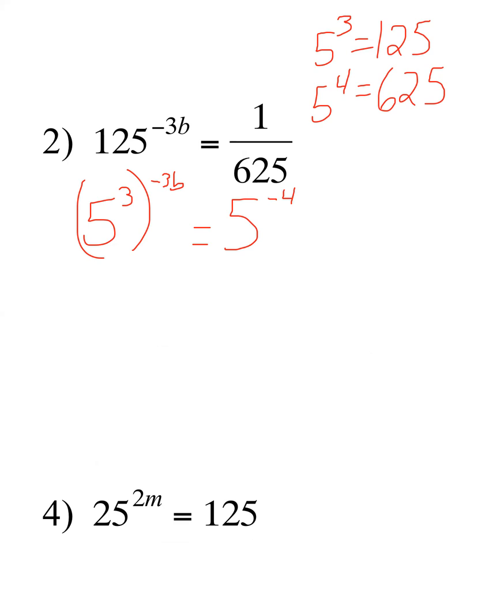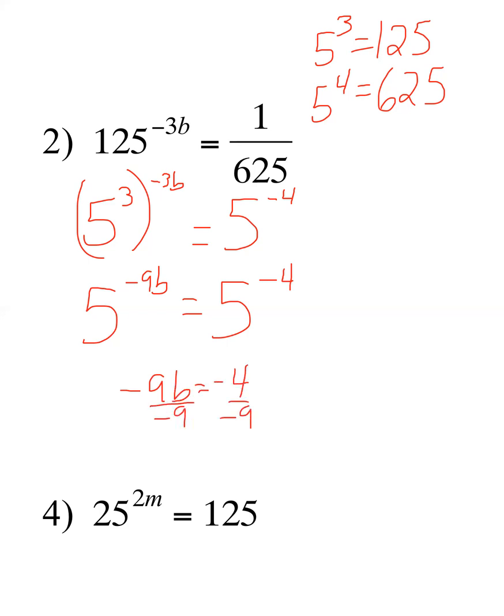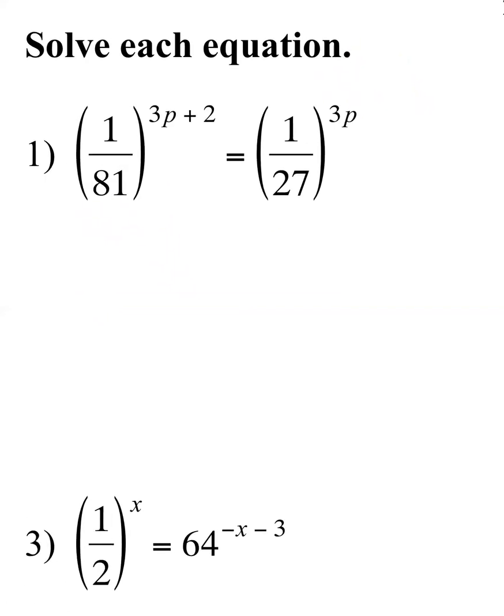Oh, okay, I'm getting the hang of these. This is not so bad. So on the left, that's 5 to the -9b. On the right, that just stays 5 to the -4. Let's set those exponents equal to each other. -9b equals -4. Divide by a -9. B is just going to be 4/9. All right, okay. I can do this.